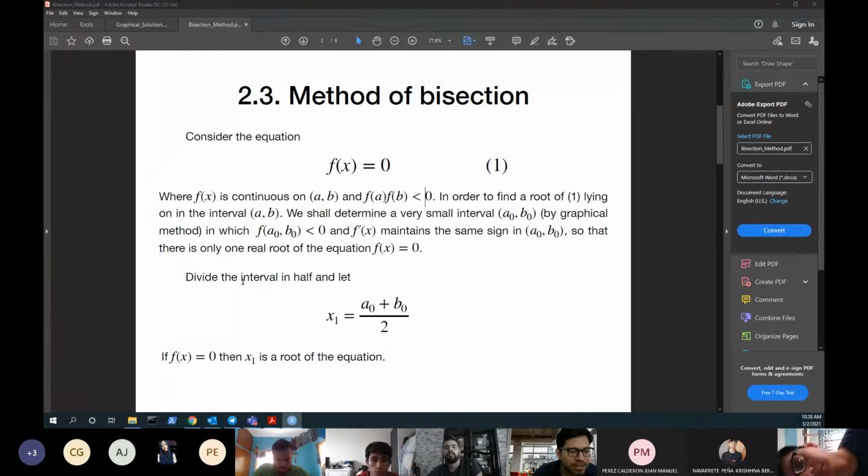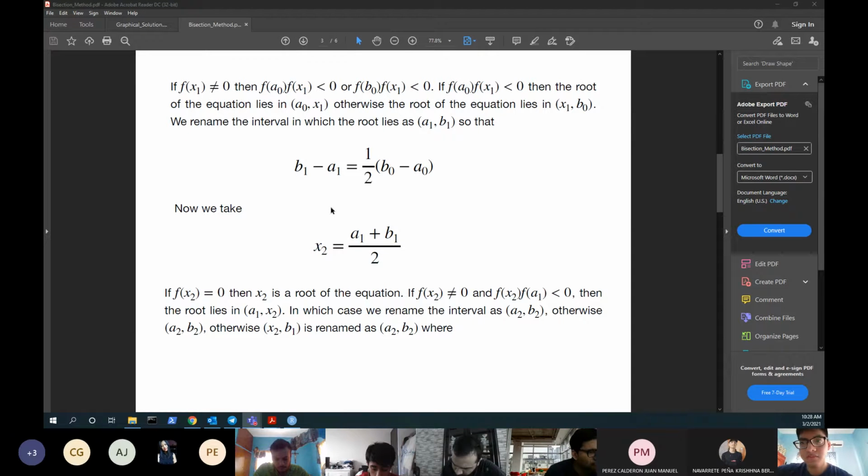So essentially, as I told you, we started by dividing the neighborhood in 2. Now if f(x1) is going to be equal to 0, then x1 is going to become the root of the equation. So now we have to test it, and check if f(x1) is equal or different than 0. If x1 is equal to 0, we have the solution. But if f(x1) is not equal to 0, then we have to check numerically.